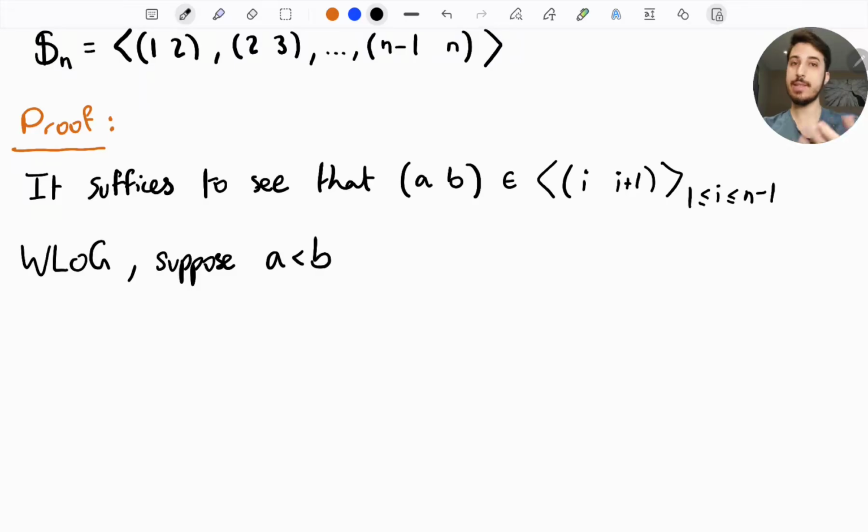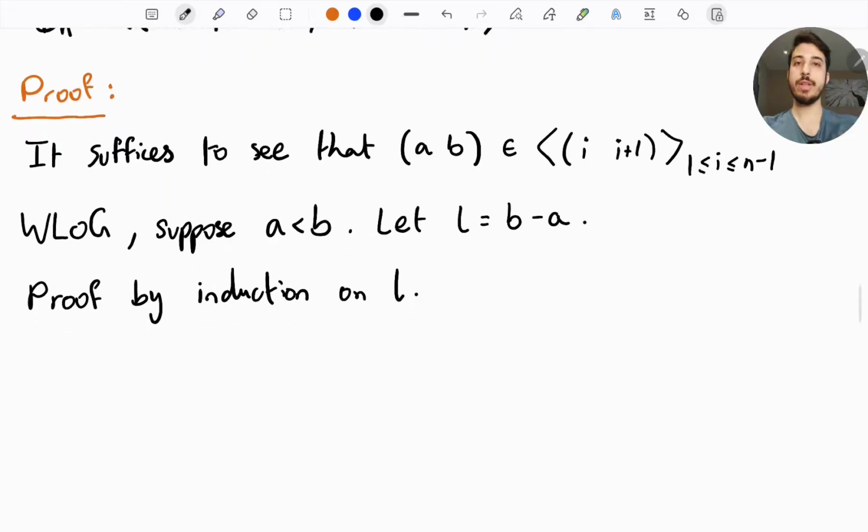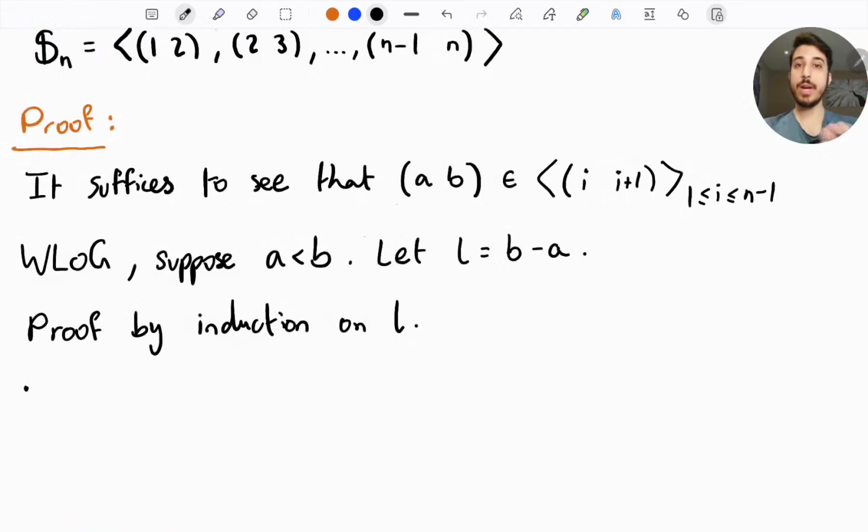Okay, we suppose a is less than b then. Let L be equal to the difference, b minus a. We will prove by induction. Induction on what? Induction on L. Okay? So if we perform induction on L, we have a base case where L is equal to 1, and then we have the inductive hypothesis to work on. So now let us prove the base case where L is equal to 1.